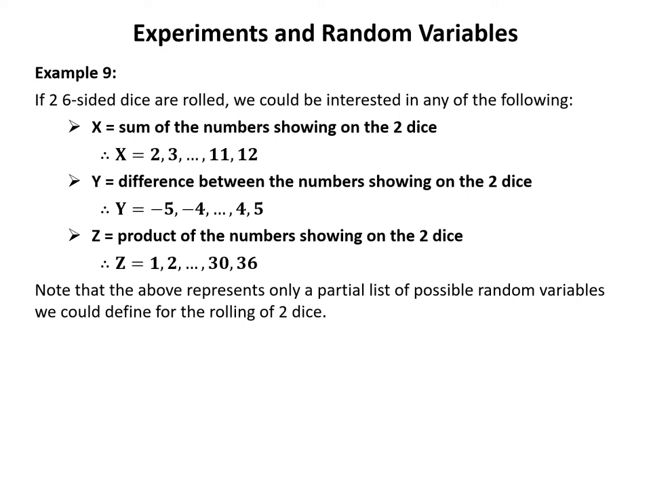Now note that the above list of random variables represents a very partial list of the possible random variables we could define for the experiment of rolling two dice.